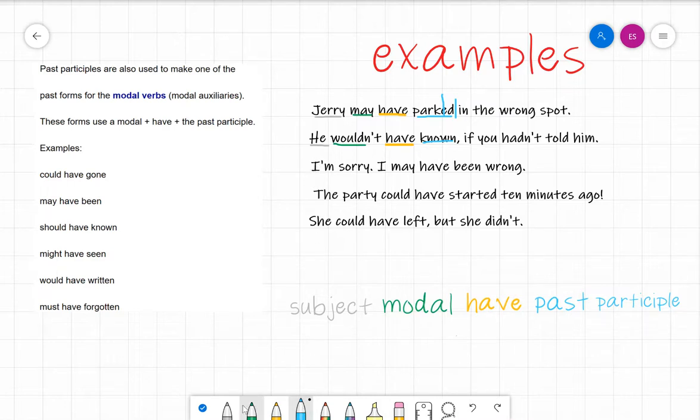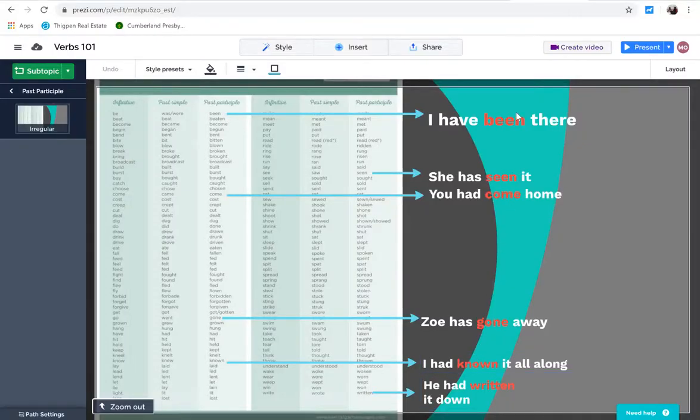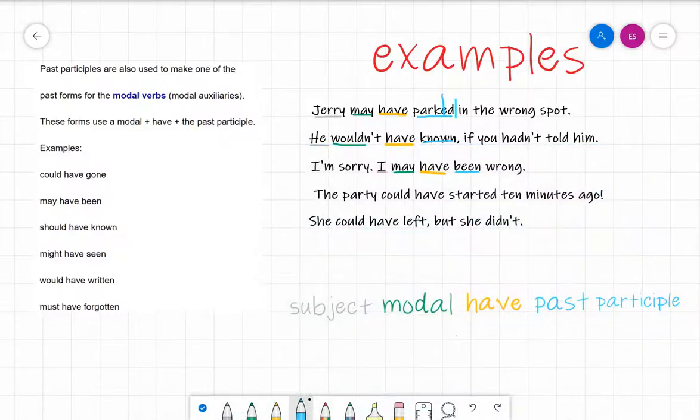How about this one? I'm sorry, I may have been wrong. So I is the subject, may is the modal, have, and then been. Remember, been is the past participle of be. So be in the past simple is was or were, but in the past participle it's been.